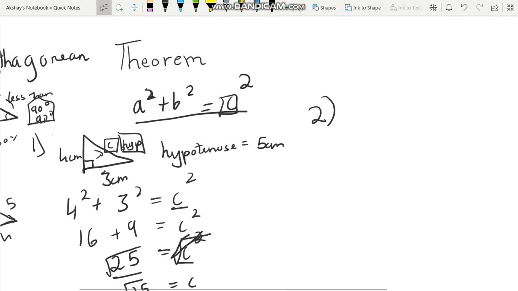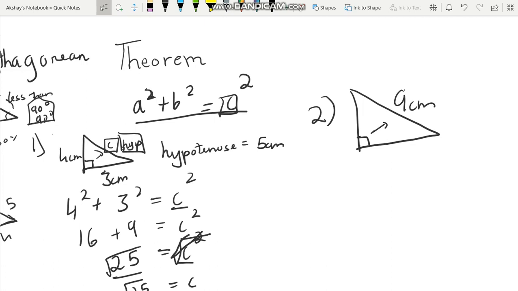Let's take another example. So feel free to pause the video whenever you want and try the example on your own, right? That's going to help you. So this again is our hypotenuse. They've given us the hypotenuse is 9 centimeters, and they've given one side is 3 centimeters. So again, a squared plus b squared equal to c squared. I'm going to say my 3 centimeters is a. Again, you can use it for b.